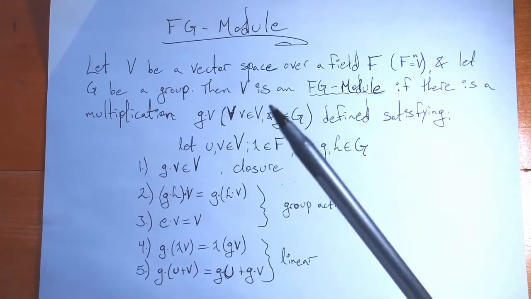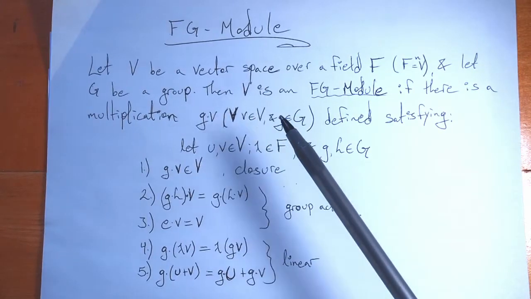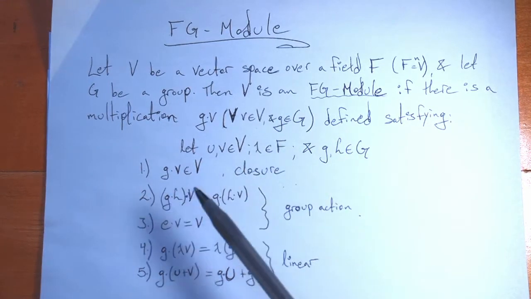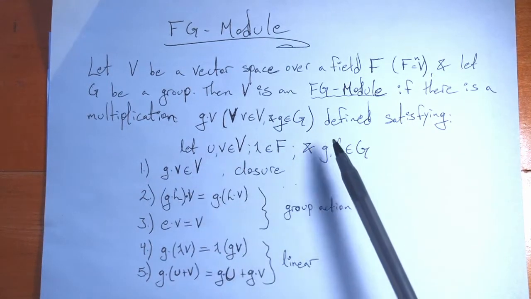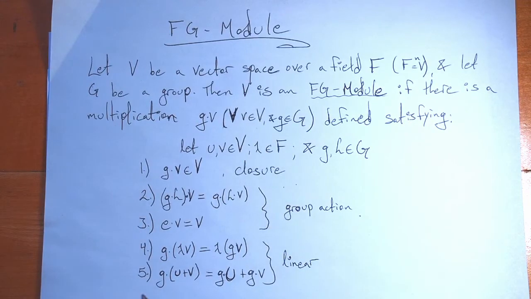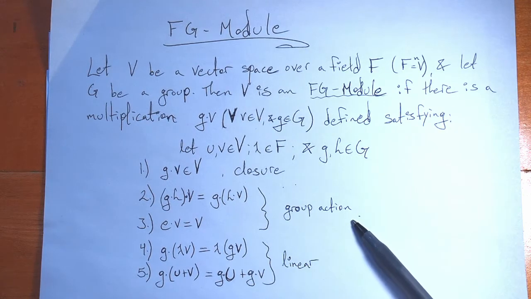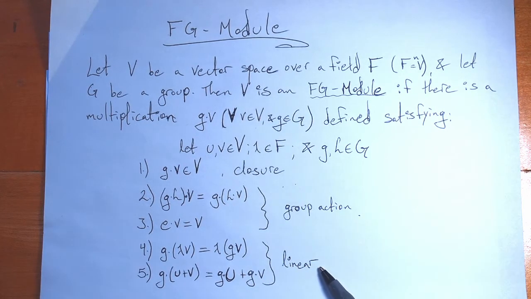Just to remind you, an FG module is a vector space together with a group action. That's a way of multiplying group elements and vectors to give you back a vector, such that these 5 properties are satisfied. The multiplication is closed, the multiplication is a group action, and the multiplication is linear.